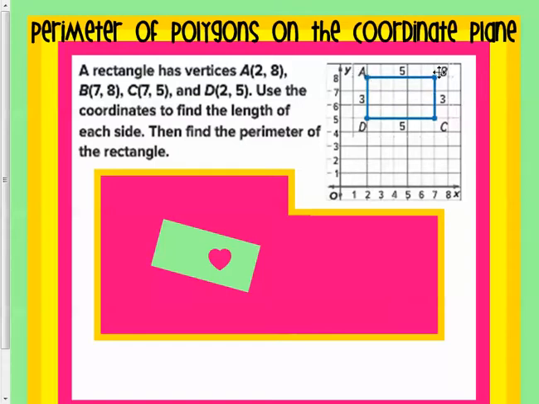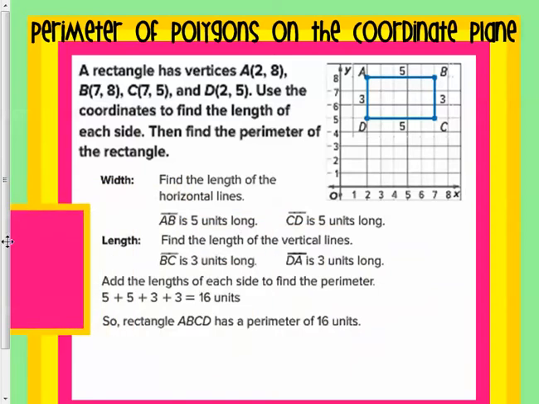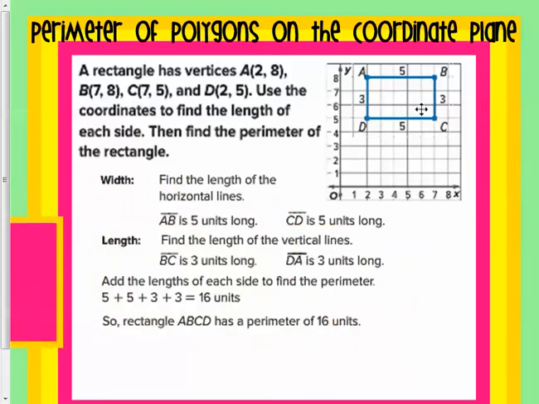It has the B coordinate at 7, 8, C at 7, 5, so again 7 over, 5 up, and D is at 2 on the x-axis, 5 on the y. So if I look at this, I see that it is 1, 2, 3, 4, 5 units, 3 units, 5 units, 3 units. So to find the perimeter, I find the length of the horizontal and vertical lines. Since AB is 5 units long, BC is 3 units long, and they have opposites that are also the same, I add them together and get 16.